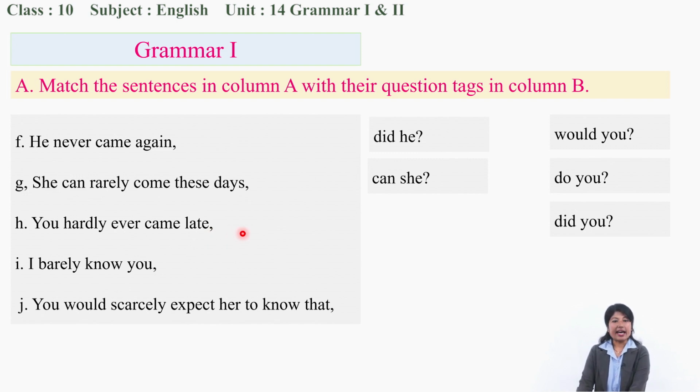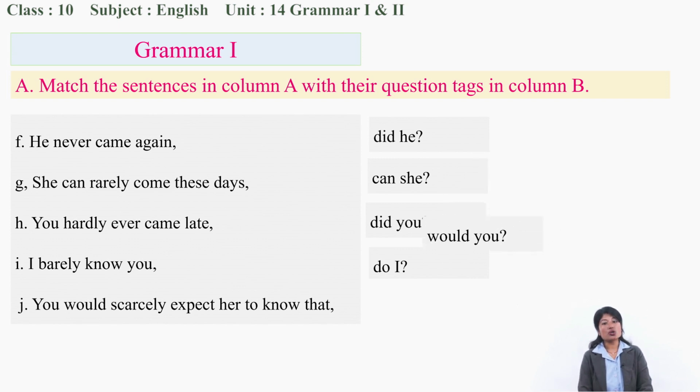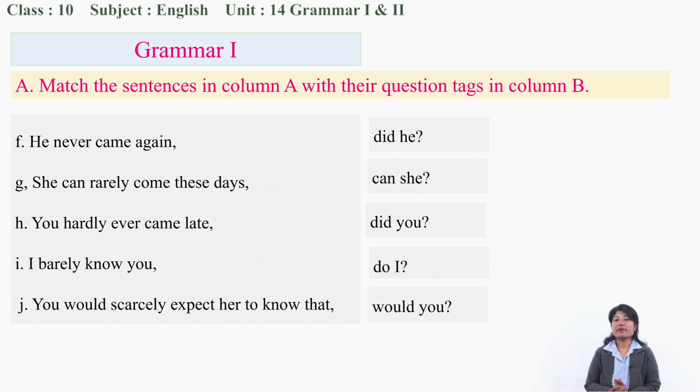So the tag can be added: did you? I. I barely know you. What would be the right option? Do I? Okay. And then J. You would scarcely expect her to know that. Of course, would you? Okay, we are following the same pattern. If statements are positive, then we add negative tags. If statements are negative, we add positive tags.